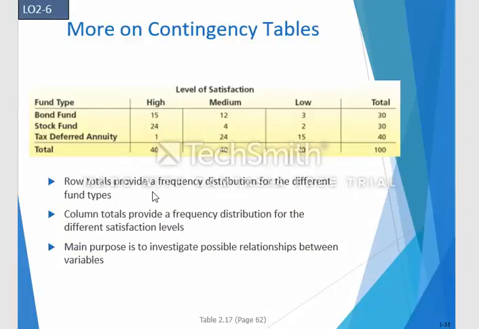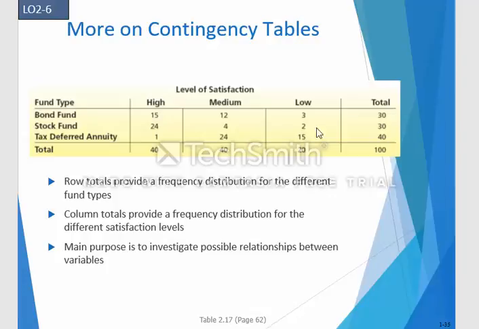The row totals provide a frequency distribution for the different fund types. So if we were to ignore all of the information right here and just look at this total, we see 30, 30, 40, and 100. So that would mean that there was 30 total bond funds, 30 total stock funds, and 40 total tax deferred annuities. We can do the exact same thing for level of satisfaction.